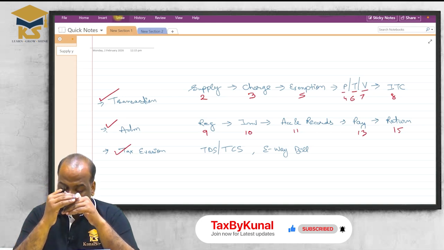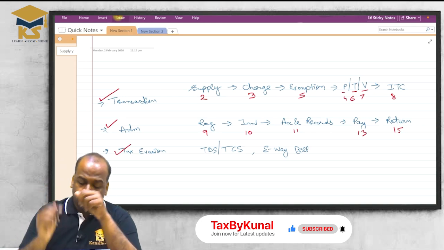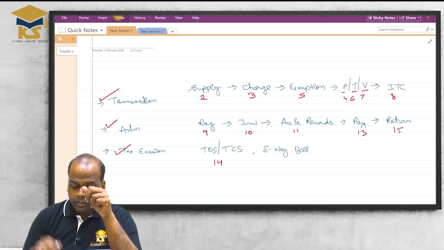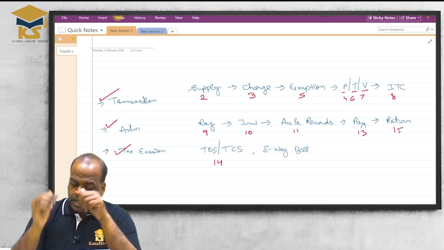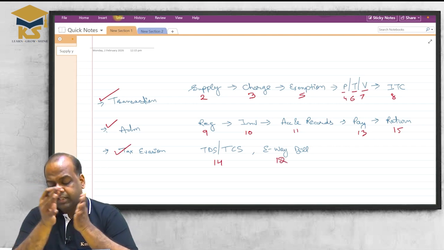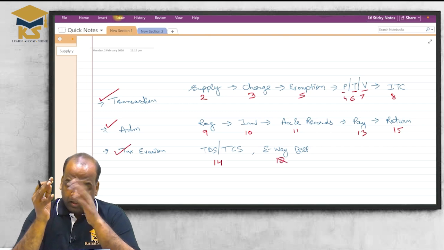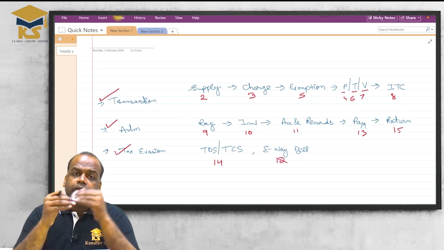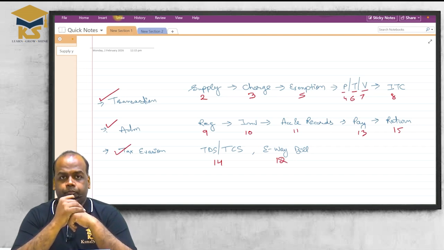Now for tax evasion measures, we have two chapters which are not linked with this: chapter number 14, TDS and TCS, and chapter number 12, e-way bill. E-way bill is again a very separate chapter which is not related to accounts and records, invoice and all. So we are going to cover in this sequence only.